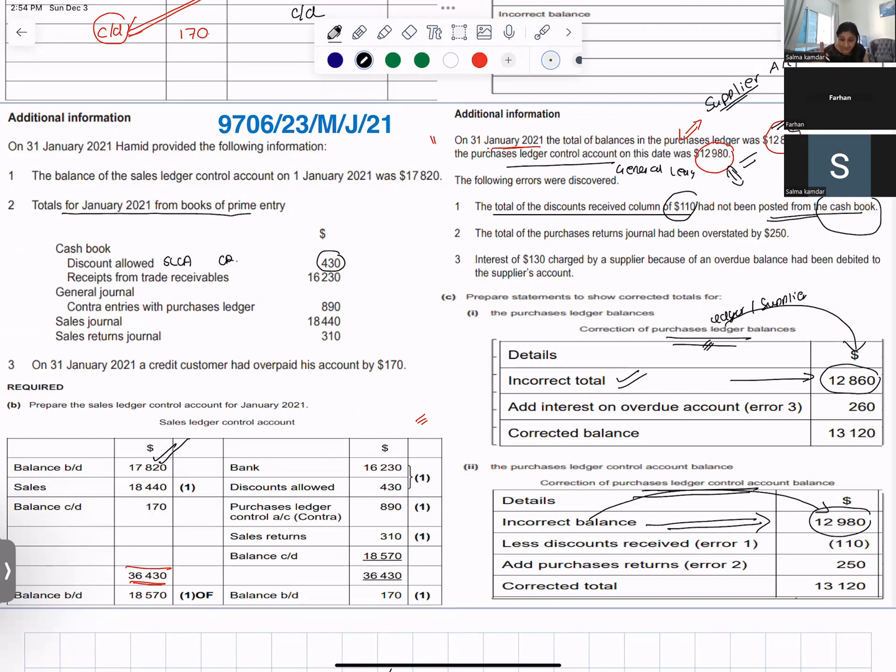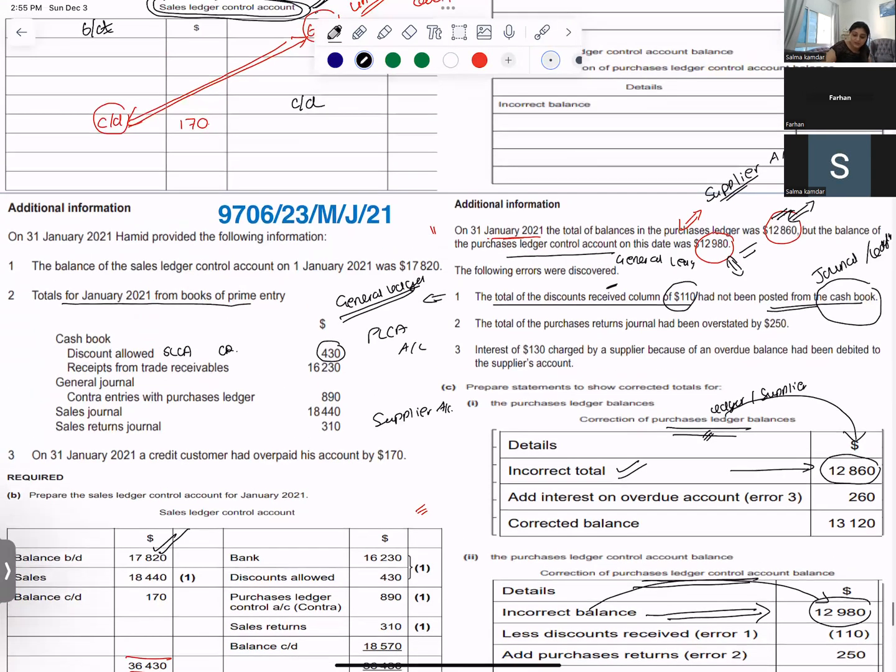Okay, the total of the discount received column is always taken and posted in the general ledger. And in the general ledger, you make your PLCA account. You do not make your supplier account. Okay, so the general ledger has PLCA, SLCA, and the purchase ledger has what?